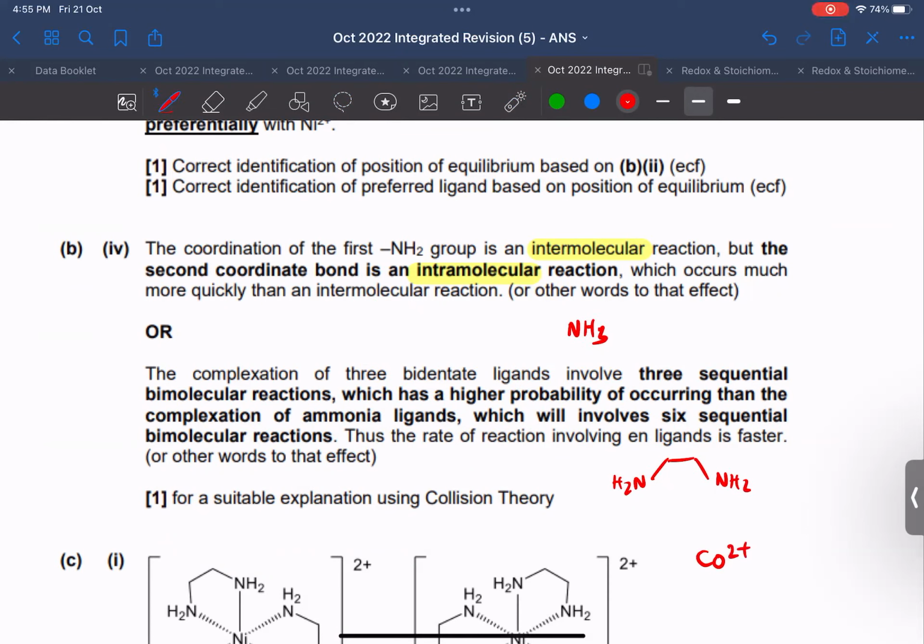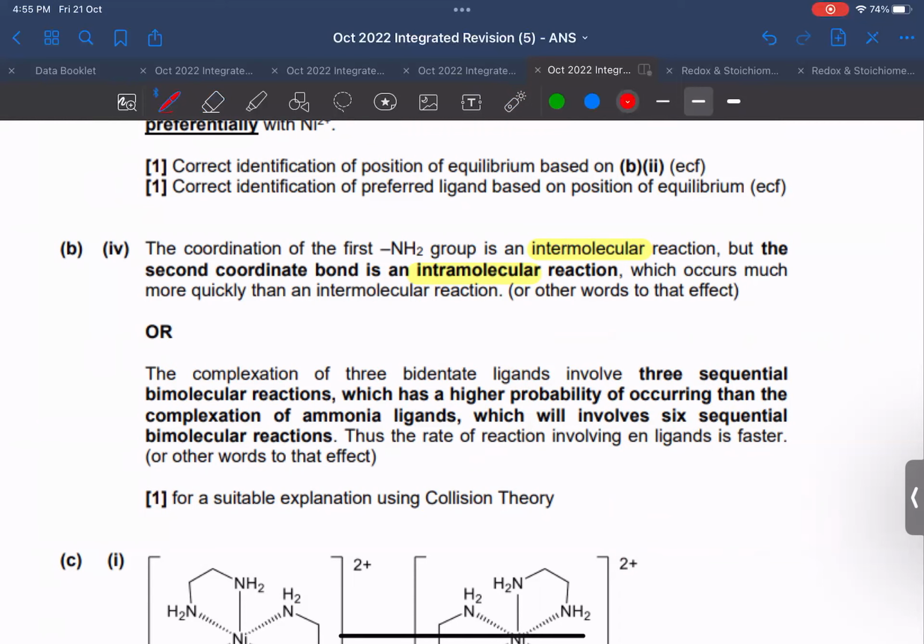When they bind the first ligand, it is an intermolecular reaction. It's across 2 separate molecules. Can you see that? Across 2 separate molecules. But then to bind the second molecule, as you can see, it is already considered 1 molecule. So it's intramolecular, and this happens to be faster. So that's what they're trying to say over here. The phrasing and all that you guys can learn from it, but that's what they're saying in this question.